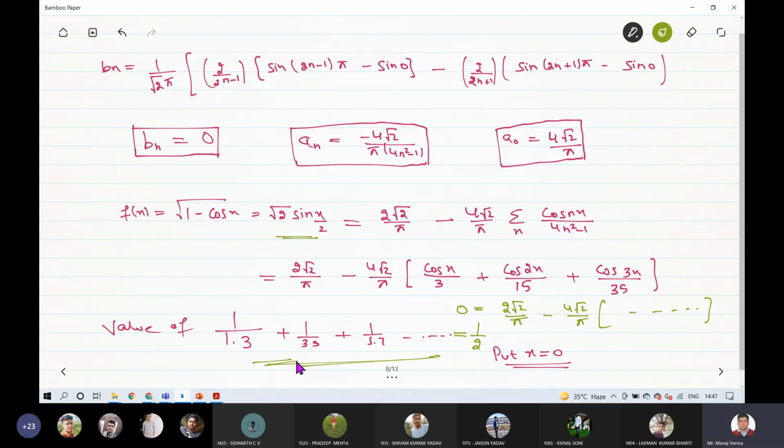Okay. So these two particular problems, along with that linear function expansion f(x) equal to x, and along with x square in the range 0 to 2 pi, of course, these four problems are actually the basic problems which you should do, and of course some related problems also. Sometimes they ask for a basic problem also. Okay.